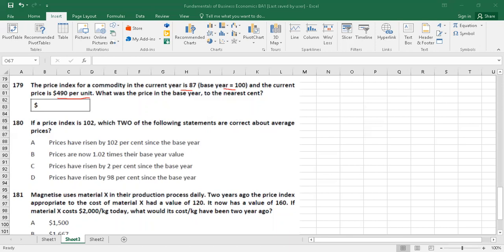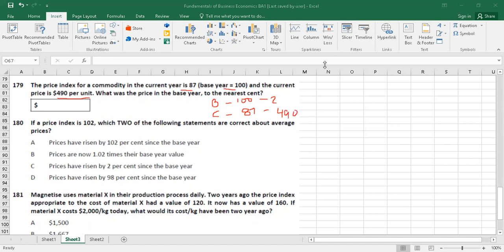So proportionately we adjust that. The logic would go like this. See the base year when it was 100, we don't know what is the price. The current year, now when it stands at 87 and the price is 490. So what is this? We have 490 into 100 divided by 87.